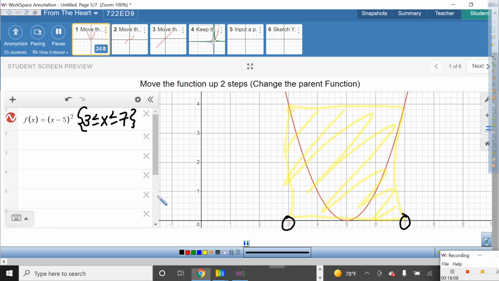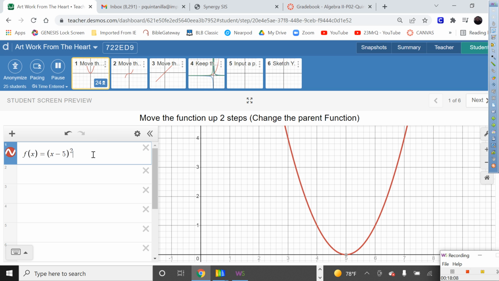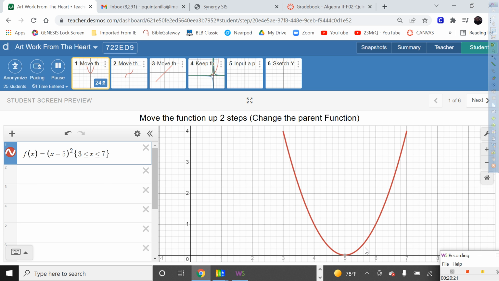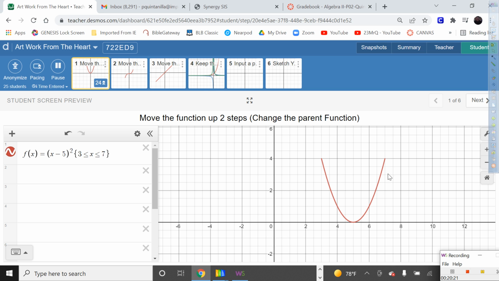Close the bracket. That is correct. Type it in there and see what it looks like. So let's see. And now set bracket 3. And once again, here are the tools right here. Less than or equal to x, less than or equal to 7. Yep, there it is. Now it only shows that portion.